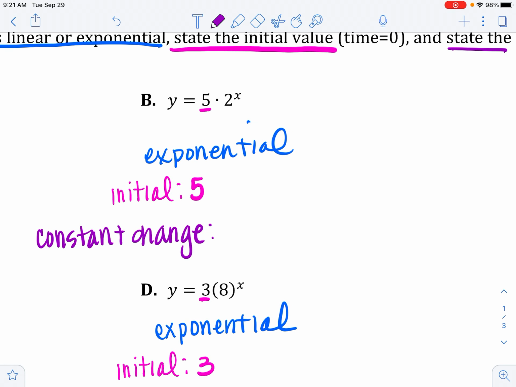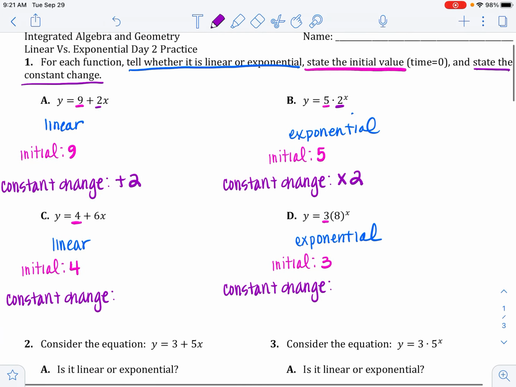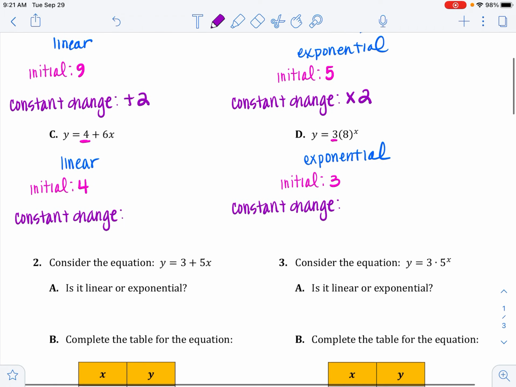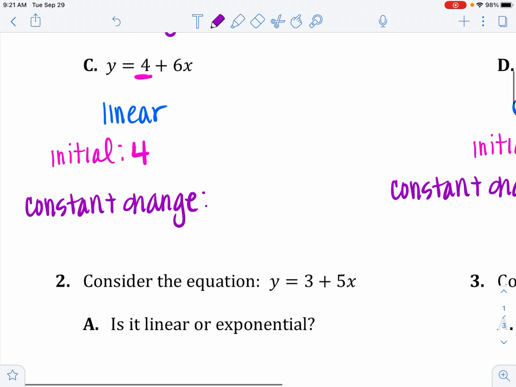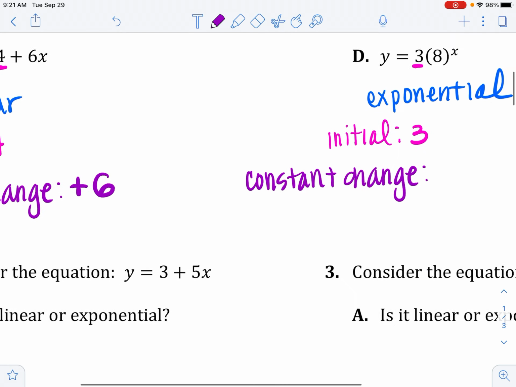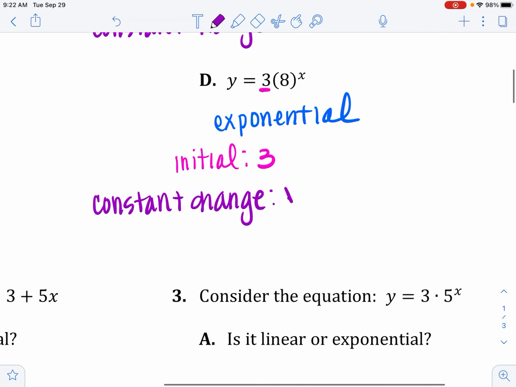Constant change for this one: b is your constant change. So this is times 2, because exponential is a multiplier. So make sure you're not just putting 2 for either of those. This one, adding 6. This one, multiplying by 8.